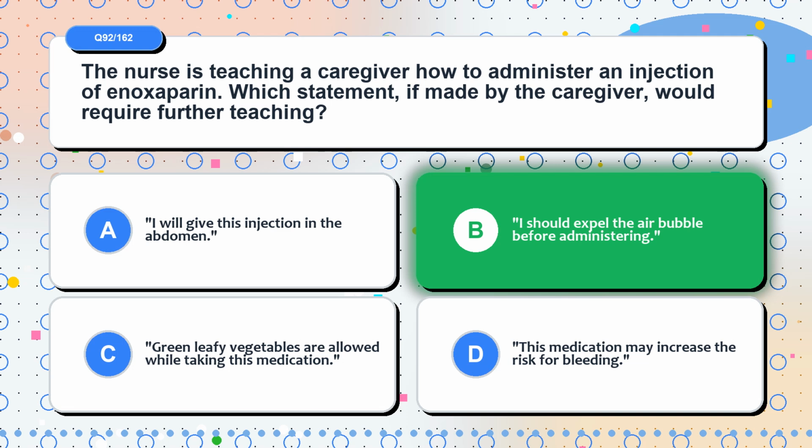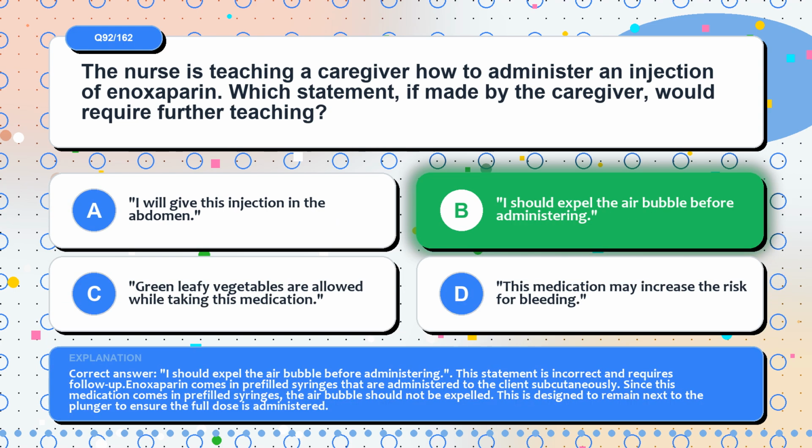The correct answer is option B. I should expel the air bubble before administering. This statement is incorrect and requires follow-up. Enoxaparin comes in prefilled syringes that are administered to the client subcutaneously. Since this medication comes in prefilled syringes, the air bubble should not be expelled. This is designed to remain next to the plunger to ensure the full dose is administered.